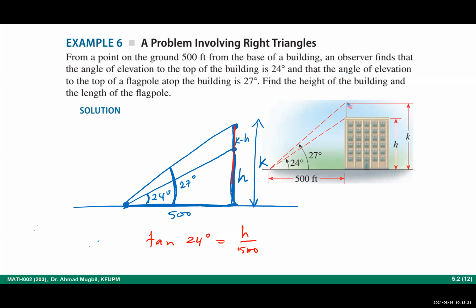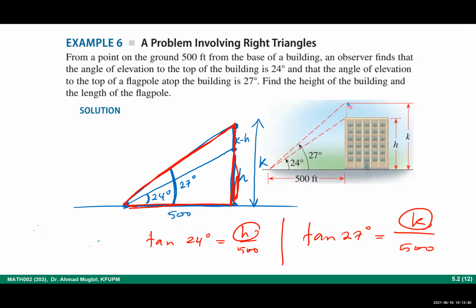Now you can use the bigger one. The bigger one, you can use it. From the bigger one, what can you have? Tangent of 27 equals K over 500. So from here, you can find K. From here, you can find H. And if you have K and you have H, which is the height of the building, the length of the flag will be, of course, K minus H. And that's it. The detailed solution is here.